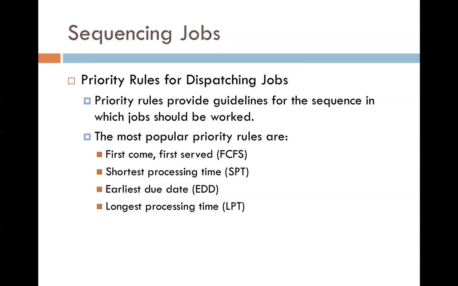The next priority rule is the earliest due date. This is the job with the earliest due date is selected first. And the last priority rule is the longest processing time. This means the longer, bigger jobs are often very important and are selected first.